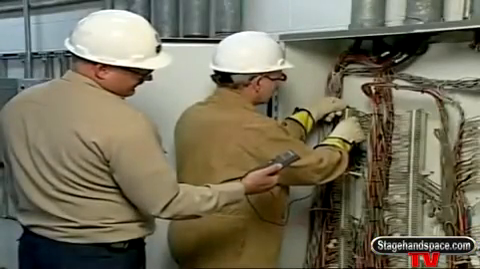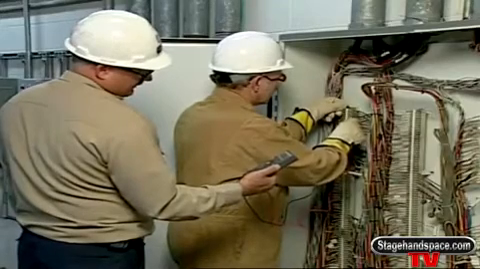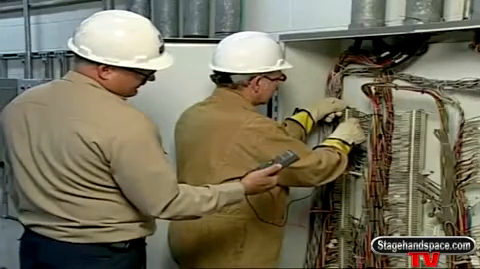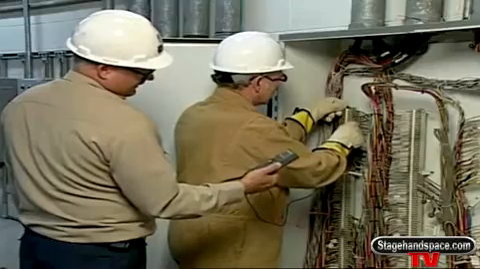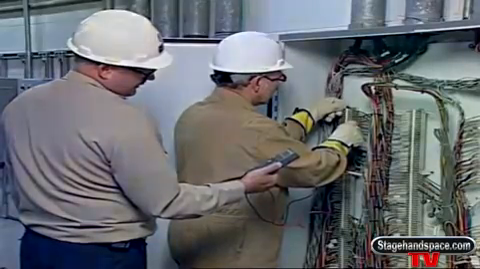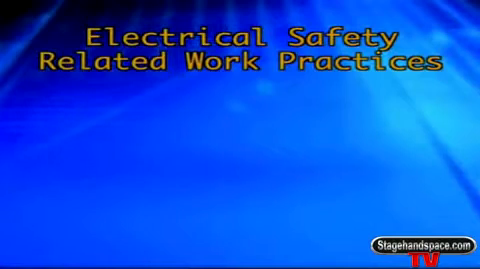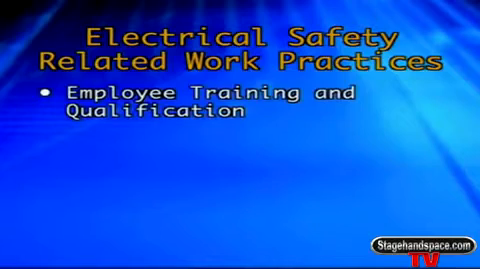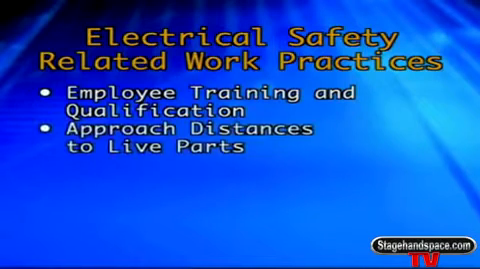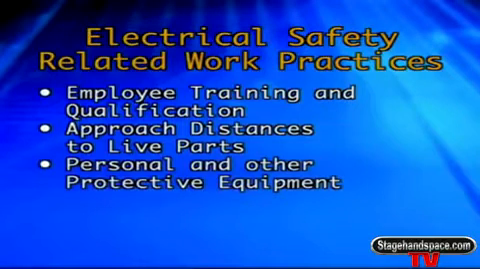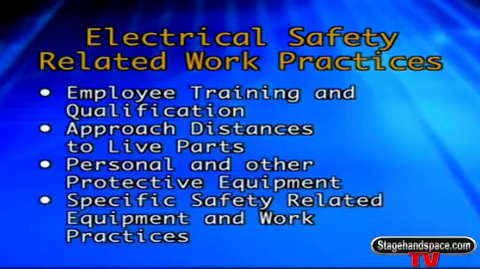Companies with established electrical safety programs tend to create greater awareness and self-discipline for their employees who perform work on or near exposed electrical conductors and circuit parts. In this, our 10th and final segment of our series on electrical safety for industrial facilities, we will turn our focus to electrical safety-related work practices as it applies to employee training and qualification, approach distances to live parts, personal and other protective equipment, and specific safety-related equipment and work practices.